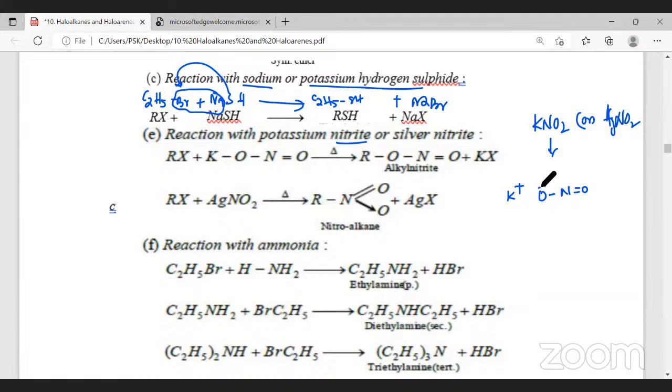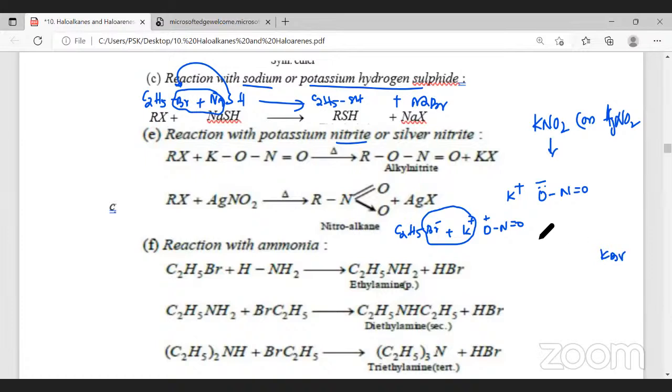And oxygen will have a negative sign. This is a representation: K plus and NO2 minus. Now an alkyl halide like ethyl bromide, C2H5Br, when it is allowed to react with potassium nitrite, Br is negative. So what happens? K and Br get eliminated as KBr.